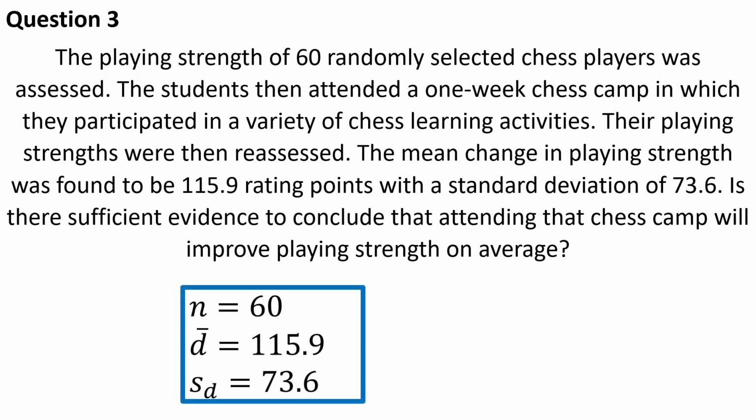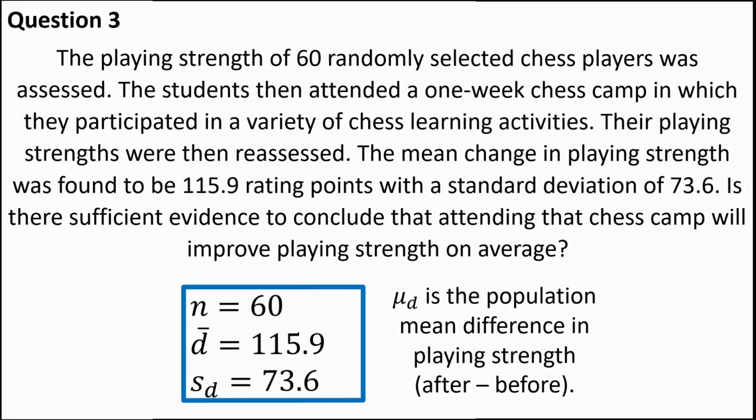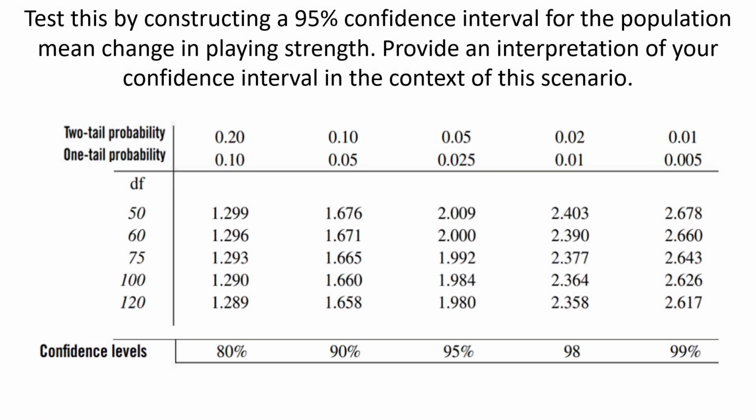Right, so here's our data. And the parameter of interest, mu sub d, is a difference. So this is the population mean difference in playing strength after attending chess camp minus before. In this case, we're not going to conduct a hypothesis test, but instead we're just going to construct a 95% confidence interval. So we need a critical value.